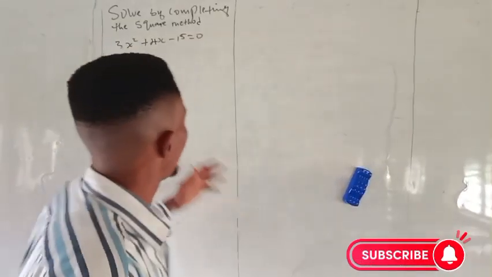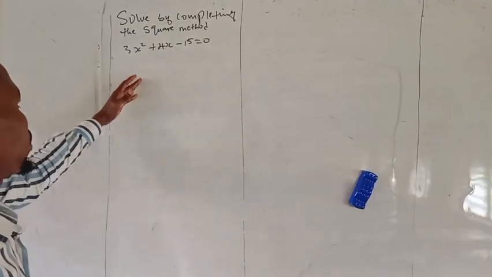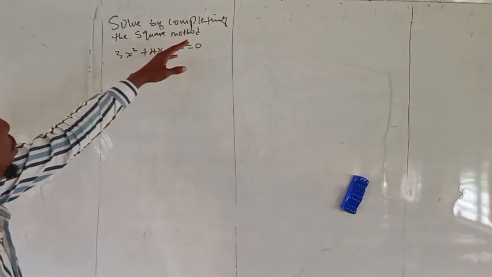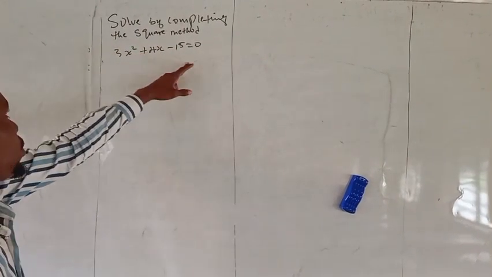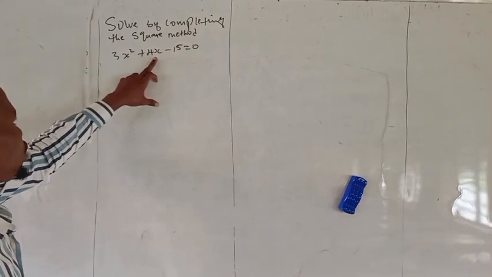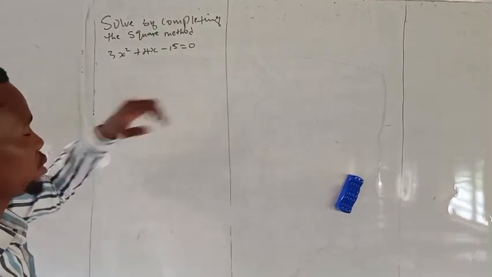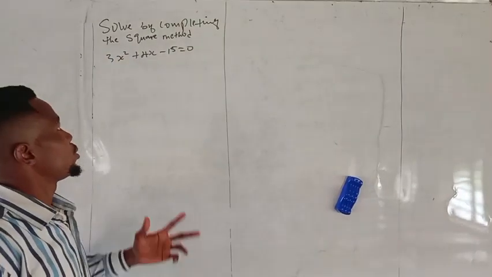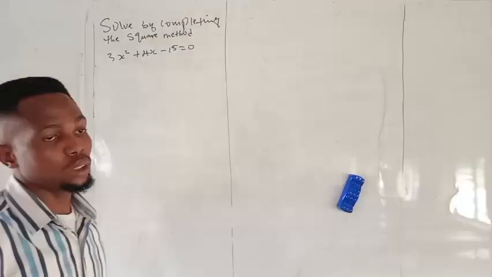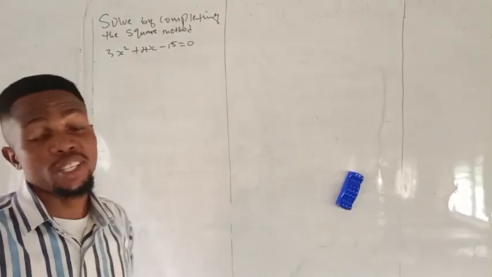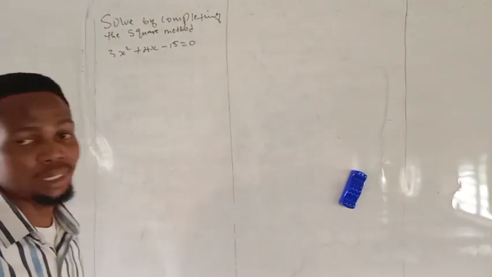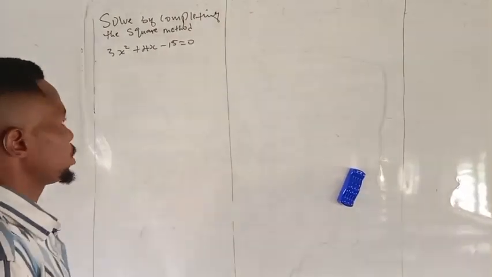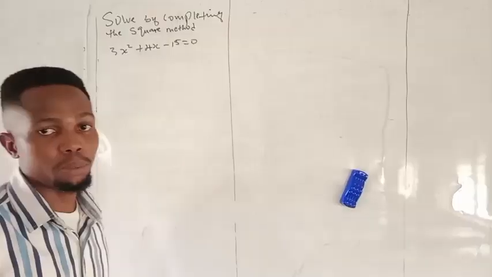In today's video, we have this problem to solve. It says solve by completing the square method: 3x squared plus 4x minus 15 equals 0. Now, this is a quadratic equation, and completing the square is one of the methods that students often scare away from because of its technicality, but it's actually very simple. Let's dive into this and follow the step-by-step approach.